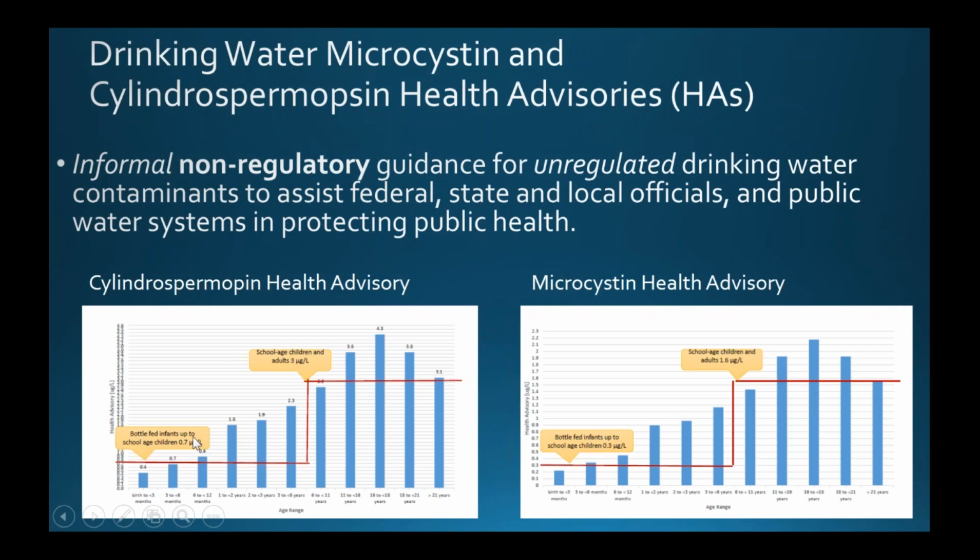So in cylindrospermopsin, like I said, occasionally we'll talk about the other ones, you see a 0.7, and this is up to preschool age, and once you get to school age, you see it jump up to 3. For microcystin, you'll notice it's much lower. It's at 0.3 across, and then you jump up again to 1.6. Now remember, the WHO guideline is 1, so we're below the WHO guideline here at 0.3, but we're above the WHO guideline here, and similar to the Canadian guideline.